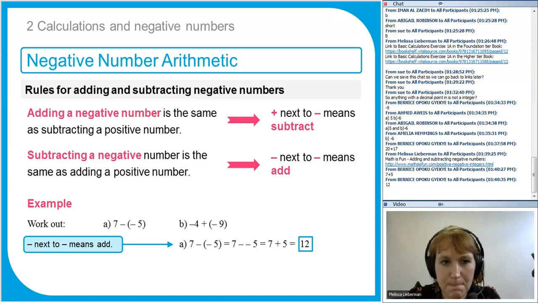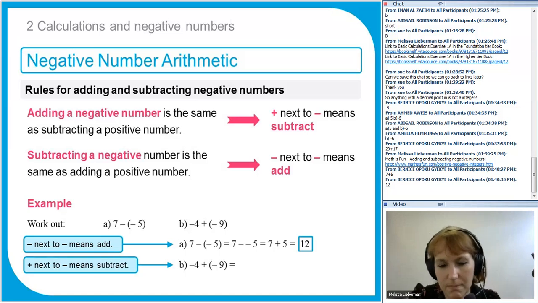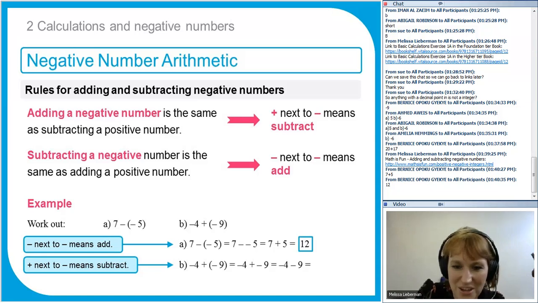So part B, we start at -4, and then we're adding -9. So first step, drop the brackets. We've got a plus and a minus next to each other. If you've got a plus and a minus or a minus and a plus, it's just minus, it's just take away. So subtract 9, start at -4, go down another 9.